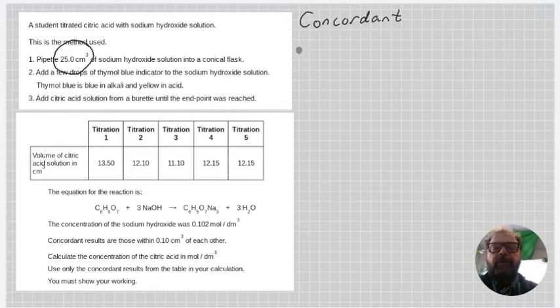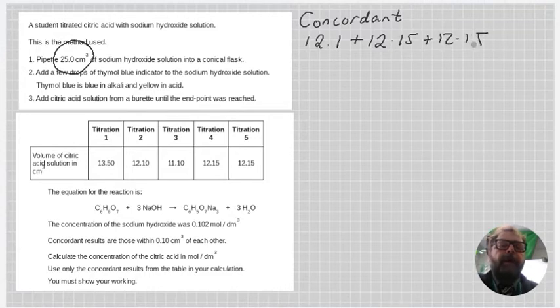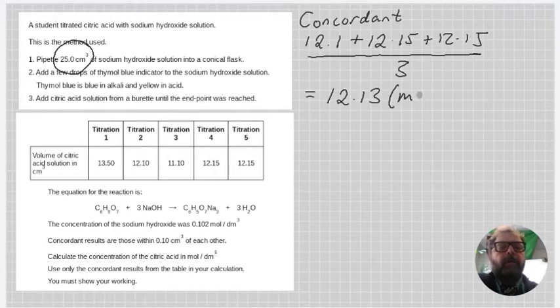So I'm looking across the numbers, I'm leaving out any that are not concordant, which leaves me with 3, and I'm going to add those numbers, divide by 3, and get a mean value for the volume of the citric acid.